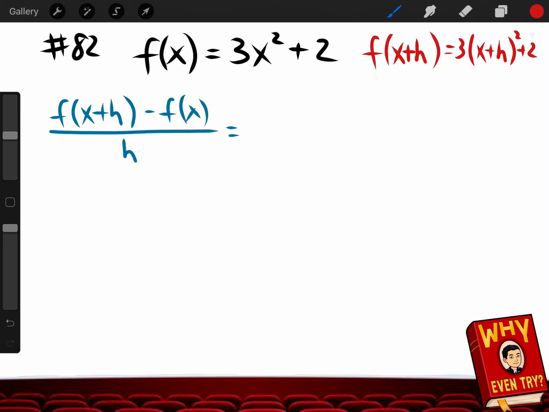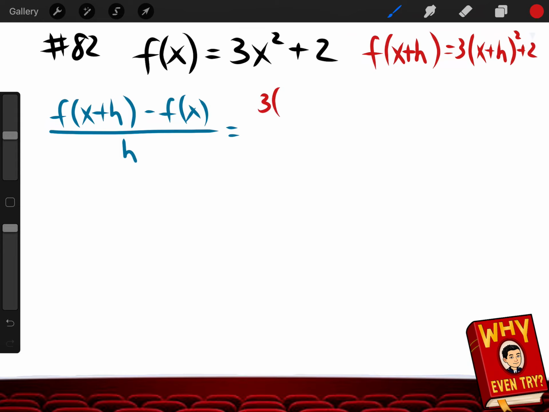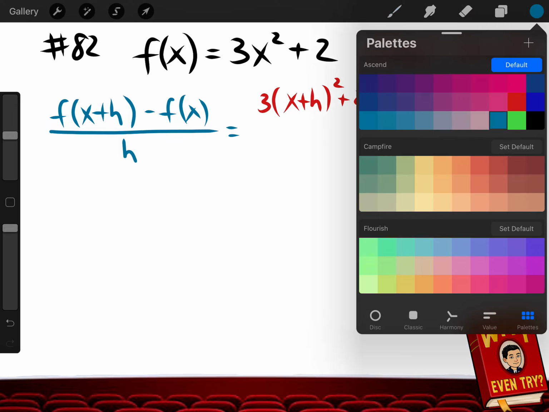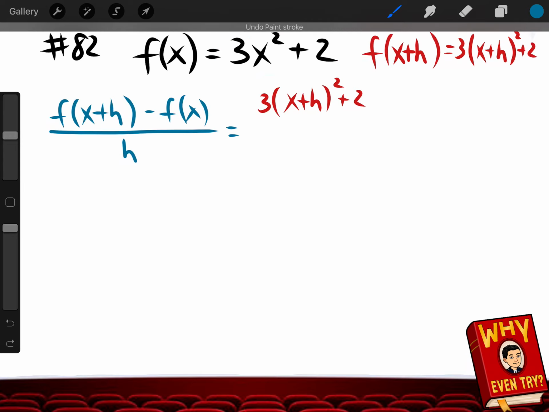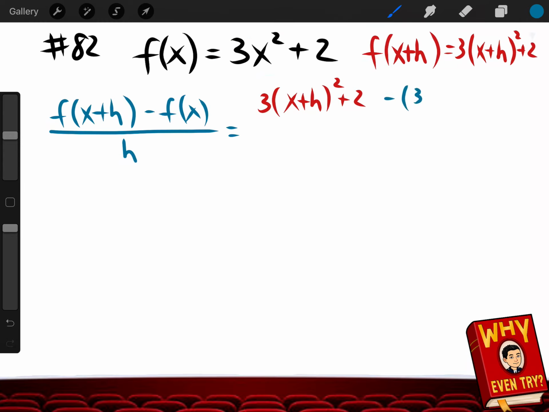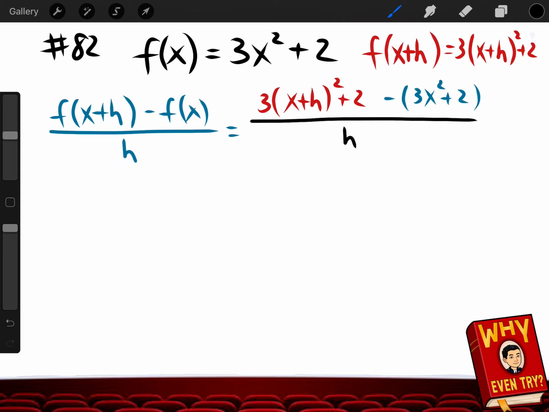Okay, all right, so let's go ahead and do it. So this one is the f of x plus h. Okay, and then f of x is that. So subtract 3x squared plus 2. Everything divided by h.